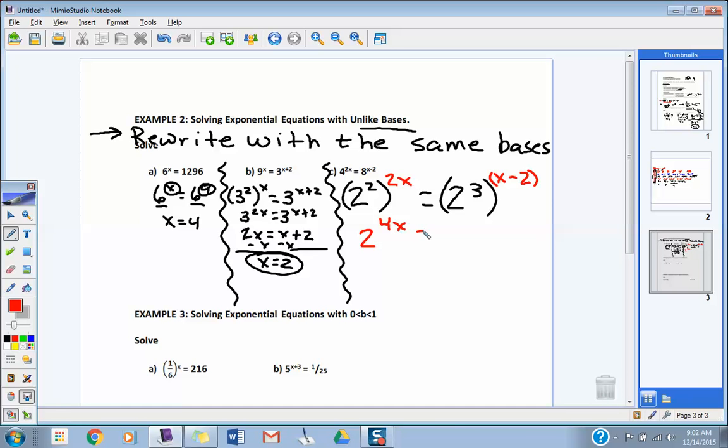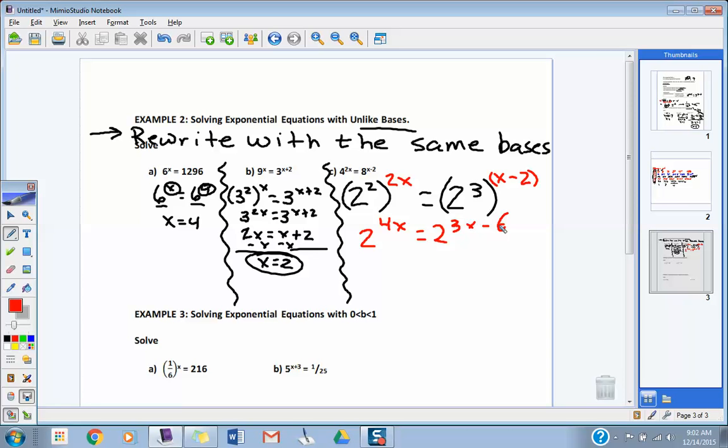And this is going to equal, all right, this is where things get kind of tricky. I told you to put parentheses around the x minus 2. We have to distribute this 3 to everything. 3 gets distributed to x, and 3 also gets distributed to the minus 2. So this is really going to be 2 to the 3x minus 6. Okay, there's the rewrite now with same bases. 2 to the 4x equals 2 to the 3x minus 6. Once you've got that established, you're going to kick your bases out and set the exponents equal to each other.